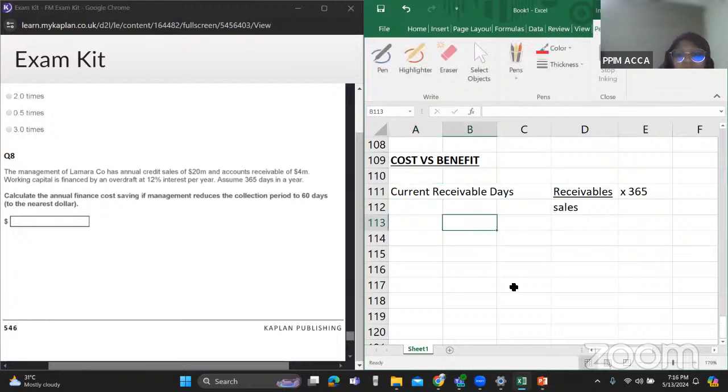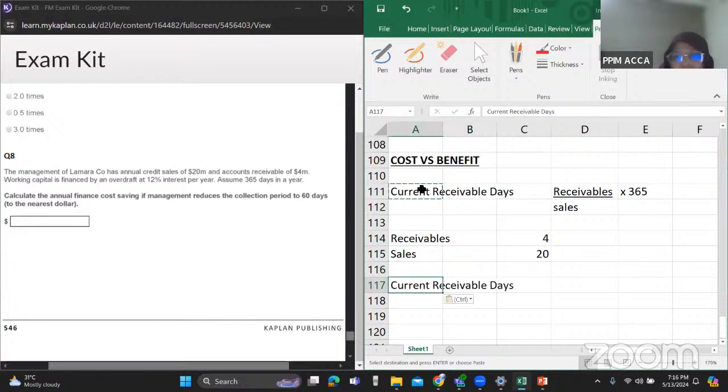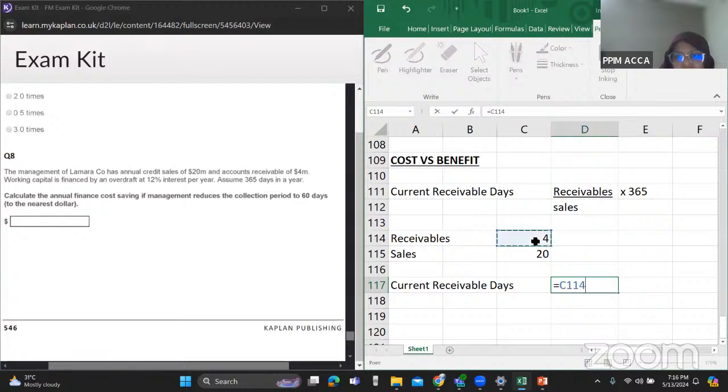Okay. Right. So let me just write down the receivables over here. That was how much? 4 million. And the sales was 20 million. Okay, so I'll just write it down. So if I want the current receivable days, then it's going to be 4 divided by 20 into 365. Okay, so my current receivable days is 73. Okay, it's 73 days.